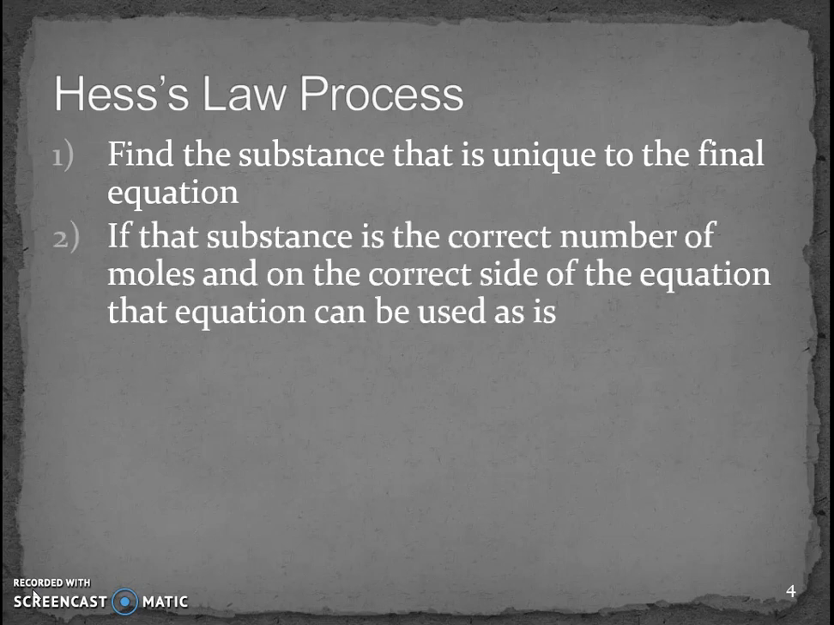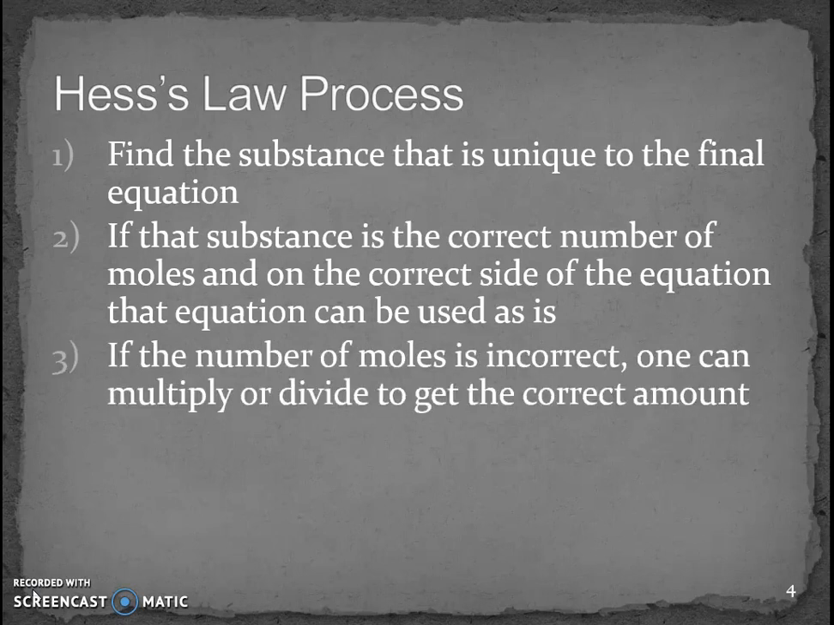So if you have a substance that you're trying to get into the right place and the right amount, and if it already is on the proper side, reactant or product, and it has a proper number of moles, you can just leave it as is and use it the way it is. But sometimes you don't have the correct amount of moles. You might have to double it or triple it or cut it in half, and then you're going to do that to the entire equation, to every substance within it, and to the amount of energy that's associated with it.